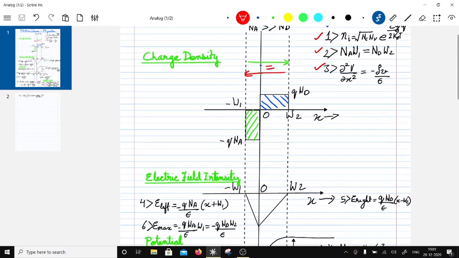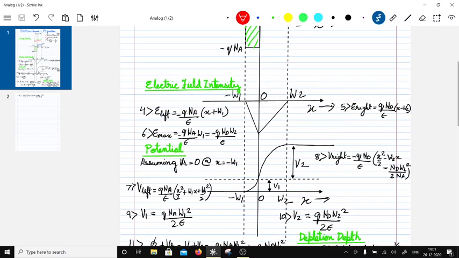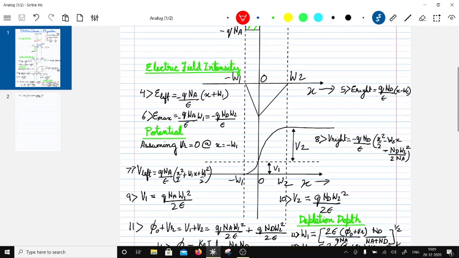This is obtained by integration of the left and right sides of the right hand side of equation number 3. Now at x equals 0, approaching from the left side, E max is the same as approaching from the right side. So that is NaW1 equal to NdW2. That's why the E max is basically this quantity given by expression 6.